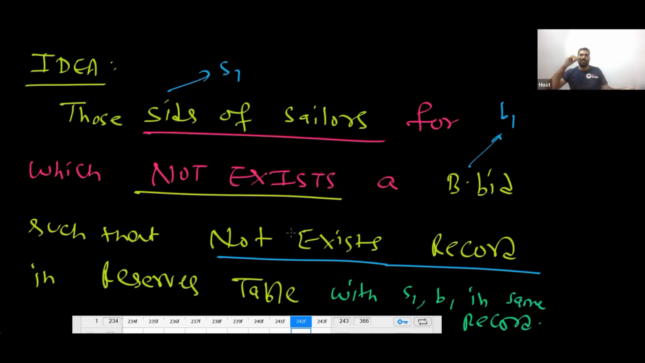See, very, very simple. This is the idea. If you understood this idea, you can solve the question easily. Did you understand this idea? Forget about the query. Did you understand the idea? I want those SIDs for which there is no bot, such that there is no entry.